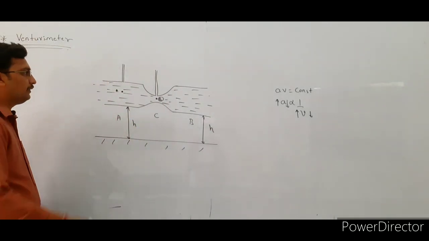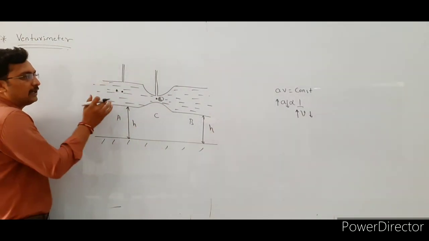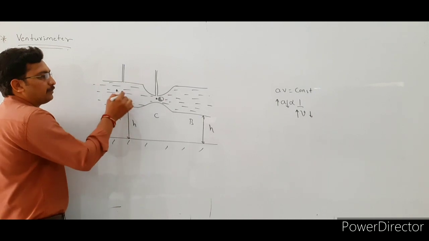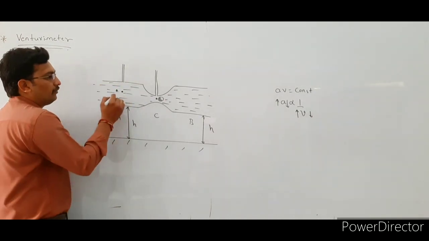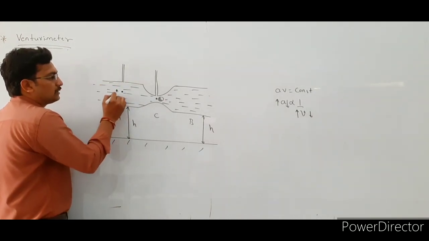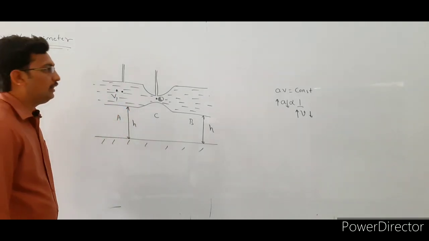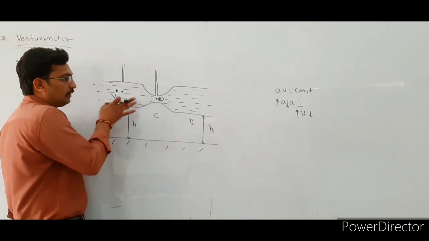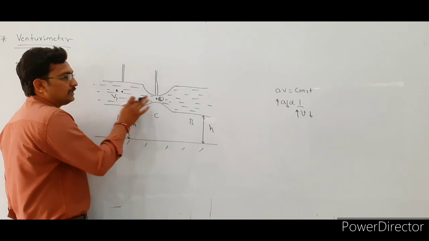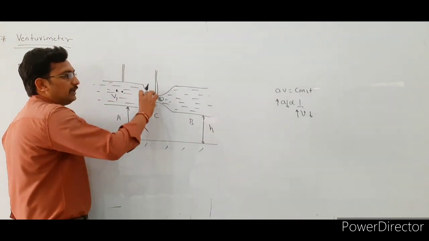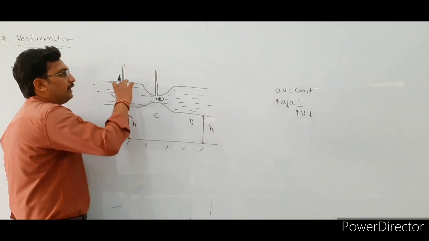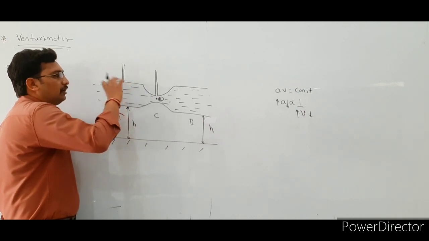Okay, see here, in this case the liquid is flowing in this direction. At point A the speed of the liquid is V1. The fluid is moving in this direction. When the fluid reaches this point, the area of this tube is less compared to the area of the first tube.